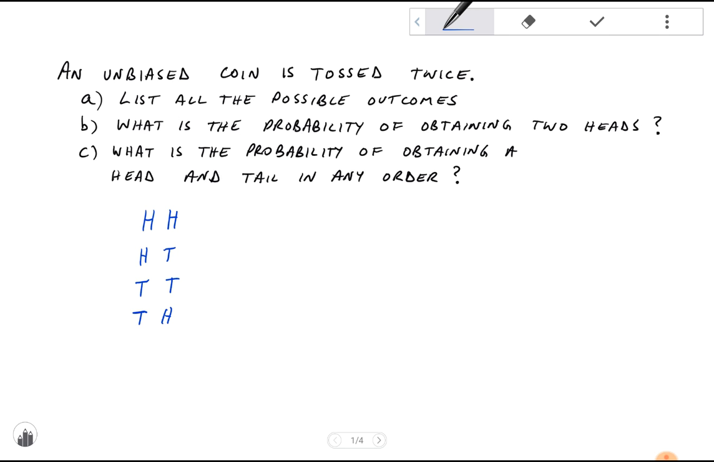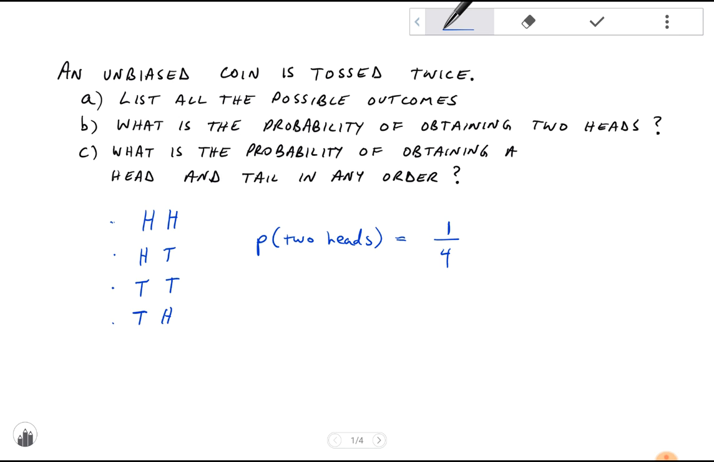Okay, so what is the probability of obtaining two heads? Well, if we look at our list of the number of outcomes, there's 1, 2, 3, and 4. There's 4. So the probability of flipping two heads is going to be, out of 4 possible outcomes, there's only one that has heads, heads. So it's 1 out of 4.